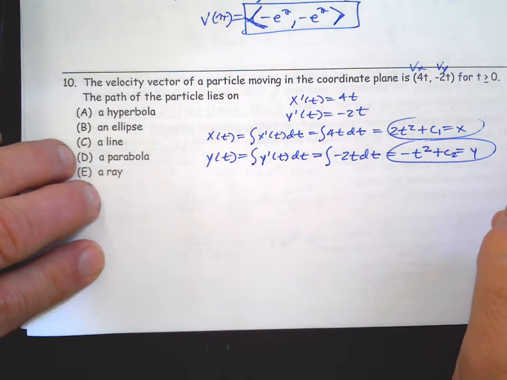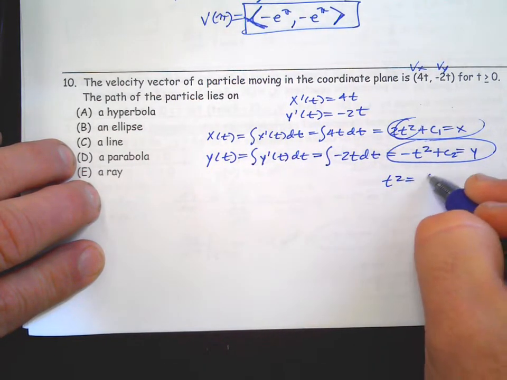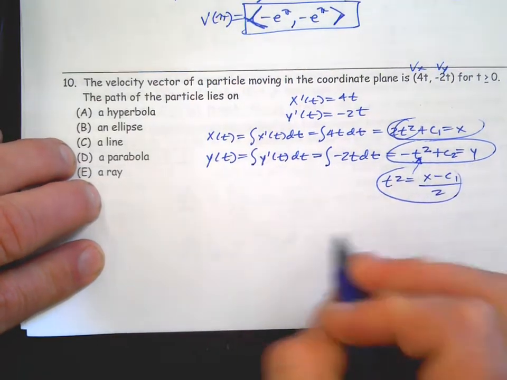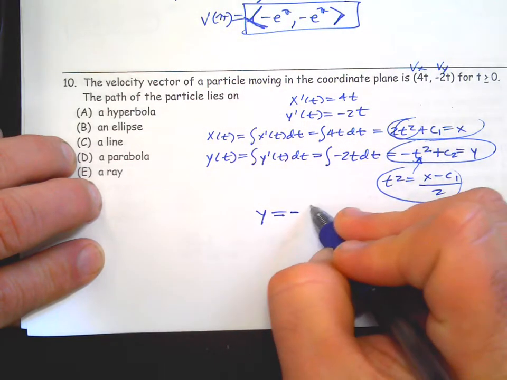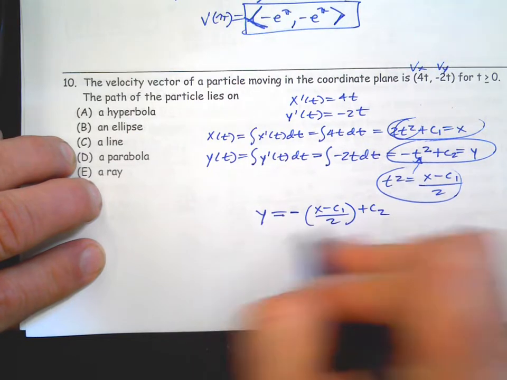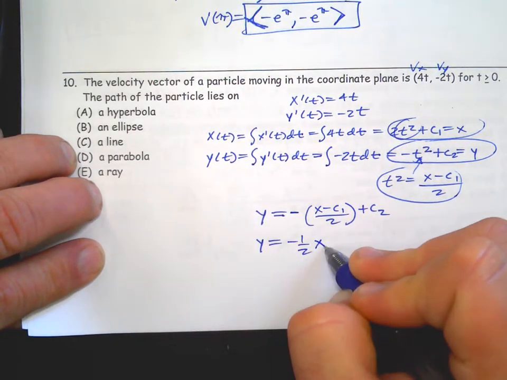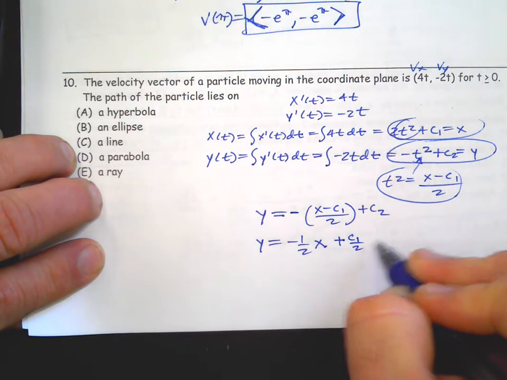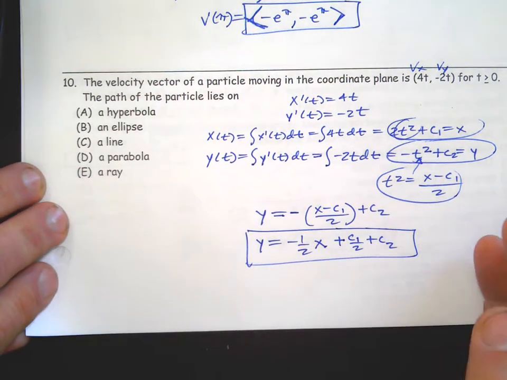But I would probably solve for t squared here. So t squared equals (x minus c1) divided by 2, and then plug that into here. So I get y equals negative (x minus c1) divided by 2 plus c2. So y equals -1/2 x plus c1/2 plus c2. So this is the Cartesian equation. It's definitely a line of some kind.